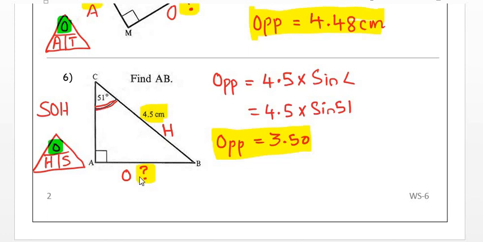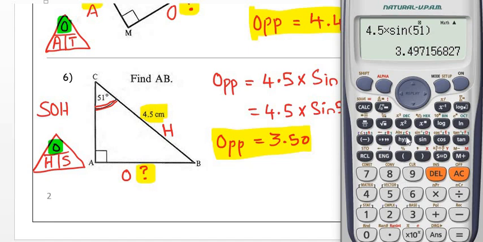According to this marked angle, and the side that is having the question mark, it's the opposite, and this is the longest side, it's hypotenuse, so the ratio is sine ratio. So put it in the triangle SOH, cover this O because we are finding the opposite, so it will be hypotenuse times sine angle. So write it over here. Hypotenuse is 4.5, angle is sine 51. Put it like this on the calculator and you will get the answer 3.497. Let me write it for you.